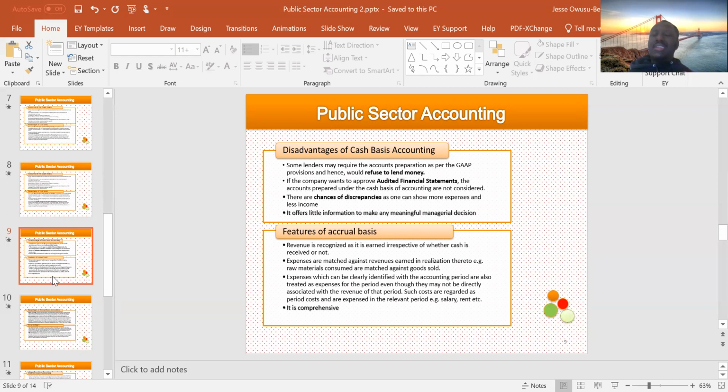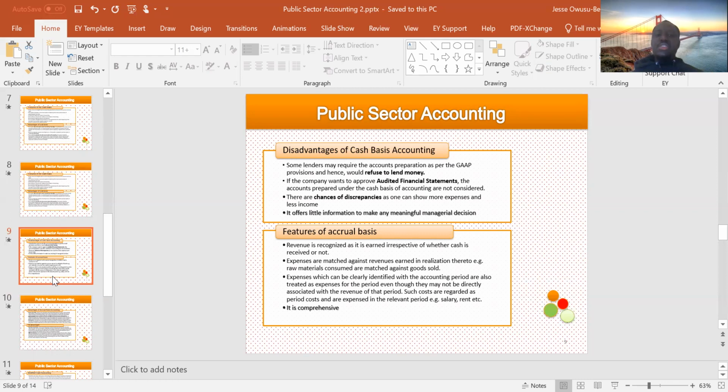Then it also offers little information. It's too simplistic, and it offers little information to make proper managerial decisions. It offers very little information. So that's something to keep in mind.